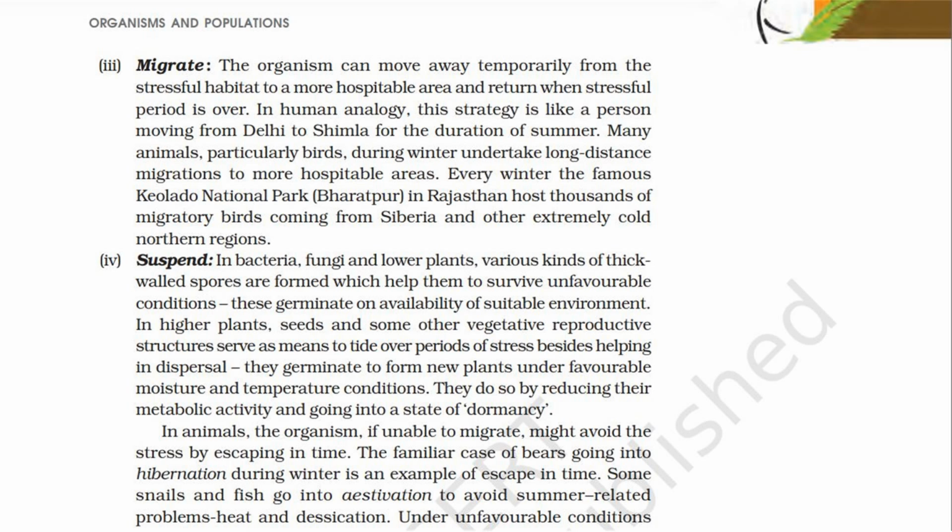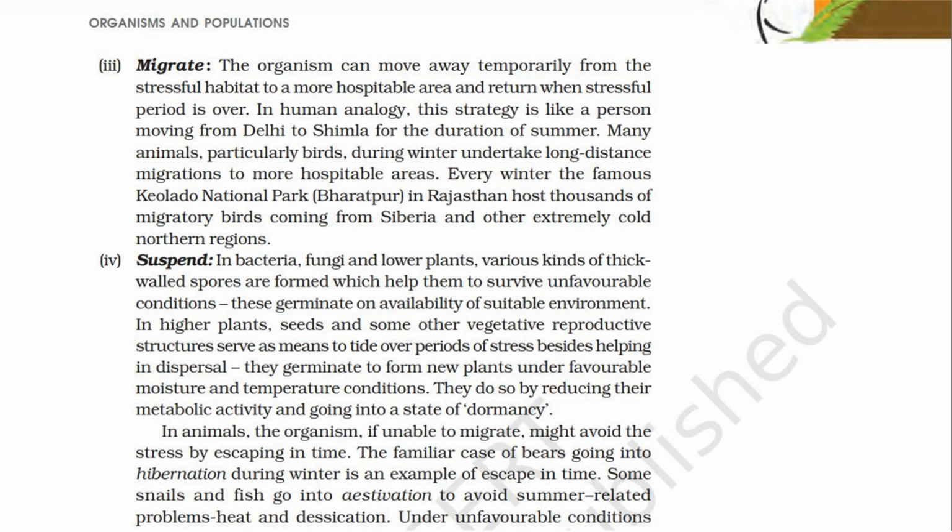4. Suspend. In bacteria, fungi and lower plants, various kinds of thick-walled spores are formed which help them to survive unfavorable conditions. These germinate on availability of suitable environment. In higher plants, seeds and some other vegetative reproductive structures serve as means to tide over periods of stress. Besides helping in dispersal, they germinate to form new plants under favorable moisture and temperature conditions. They do so by reducing their metabolic activity and going into a state of dormancy.